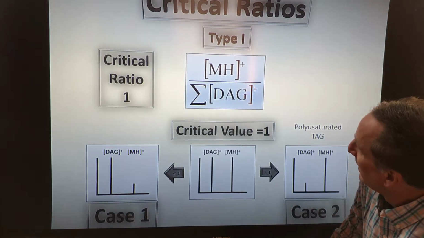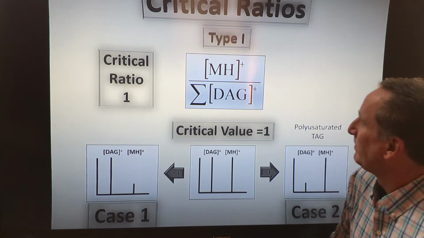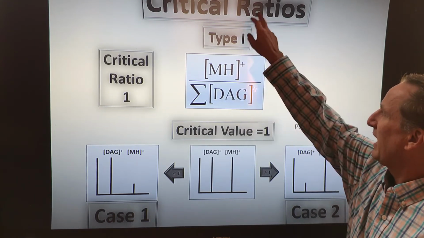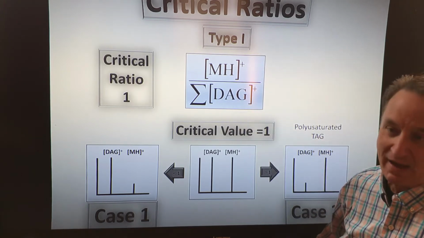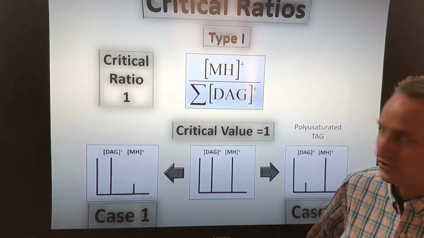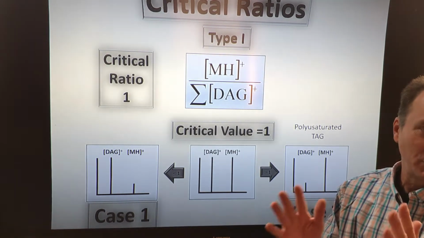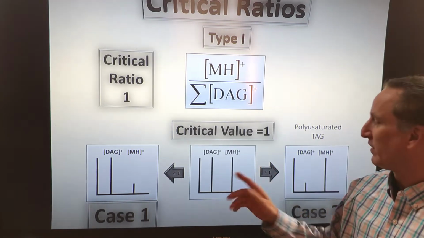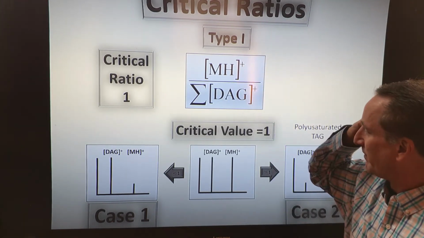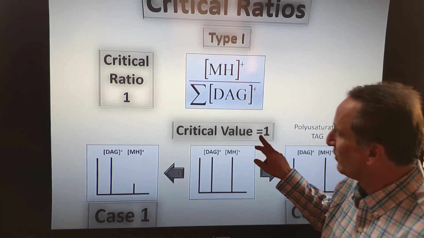So the critical ratios here had critical values that were kind of inherent, built into the construct. If they were equal, that's like a critical value, a critical point. If they're both equal, then that's 1 to 1. So it has a critical value of 1.